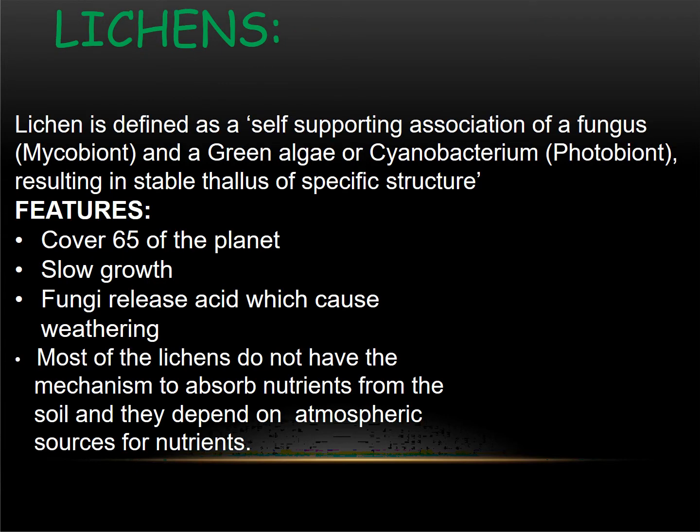Lichen is defined as a self-supporting association of a fungus, which in biological terms is called a mycobiont, and a green algae, usually a cyanobacteria, which is a photobiont, that results in a stable thallus of specific structure. Some specific features of lichens: they cover 65% of the planet, they grow slowly, and fungi release acid which causes weathering. Most lichens do not have a mechanism to absorb nutrients from the soil, and they depend on atmospheric sources for nutrients.